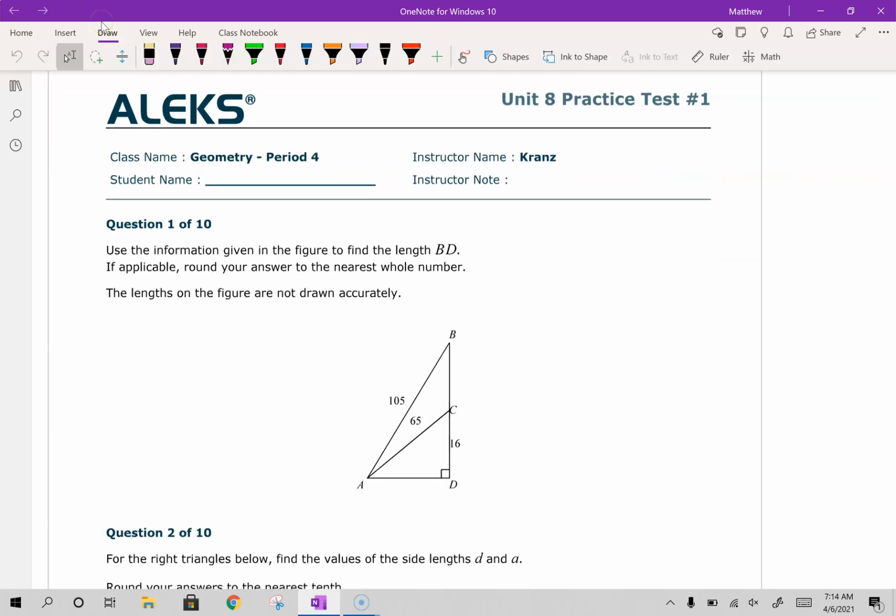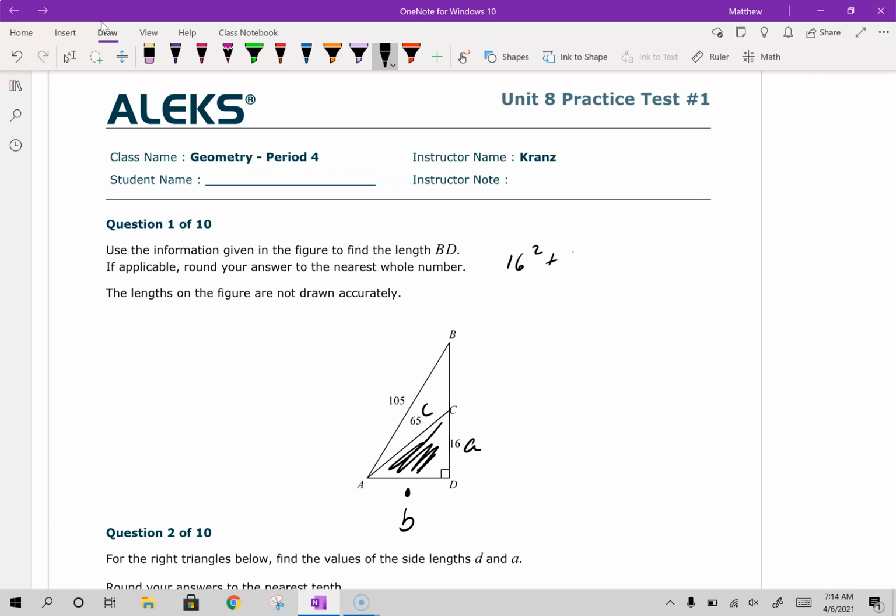Alright, so number one, use information given to figure out the side length of BD. So basically, here is BD. First, we need to figure out this AD. If we figure out AD, we can figure out BD because then we'll have three sides. So we're just looking at this triangle right here. We're going to use the Pythagorean theorem: a squared plus b squared equals c squared.